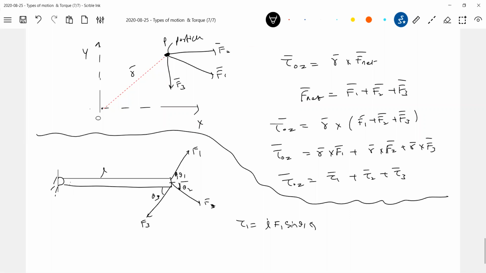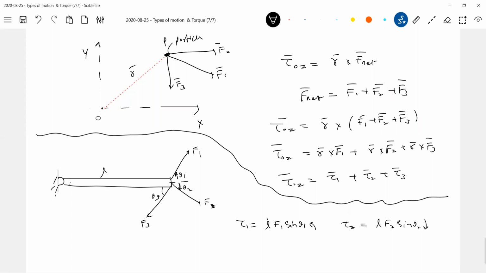Now, what about the torque due to the other one? L F2 sine θ2. What about sense? The sense will be clockwise. So why here anti-clockwise, here clockwise? Look at the arrow, rotate your fingers in the direction of θ2. Then the thumb will point into the plane, into the screen here. This will be tau 2.